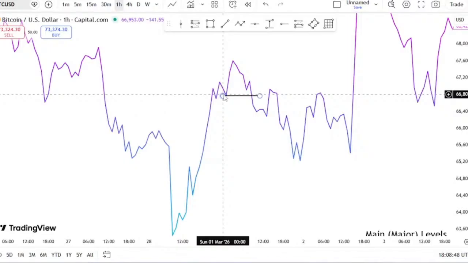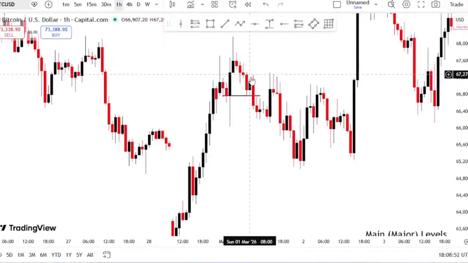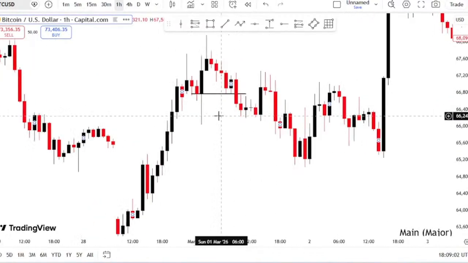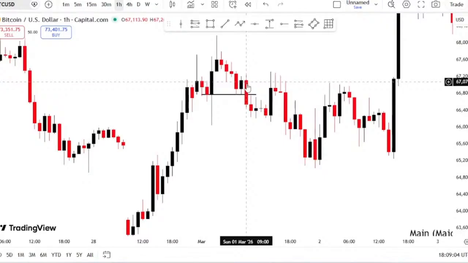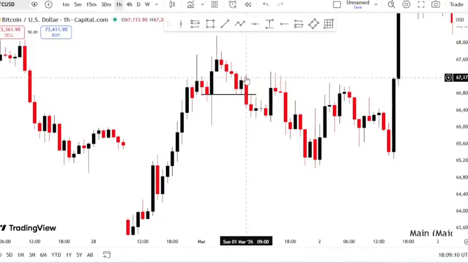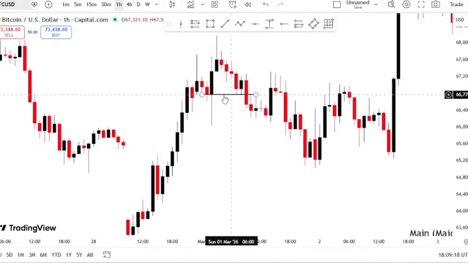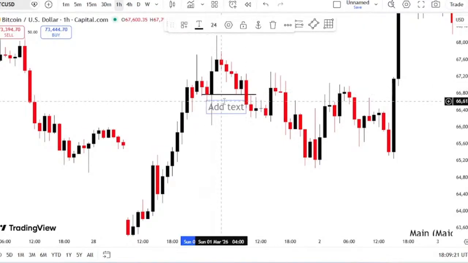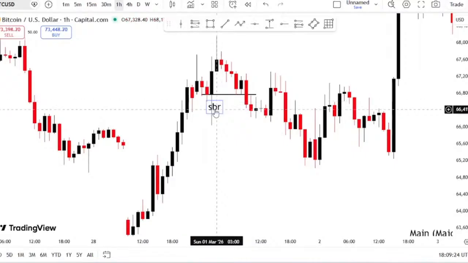But what happens? You see, when price came to this place, price was able to break this level. How did we know that this level has been broken? We know because there is a bearish candle that was able to close below this level. Yes, it closed with a body. It also closed with a body. So this place now becomes SBR, that is, support becomes resistance. It was formerly support.